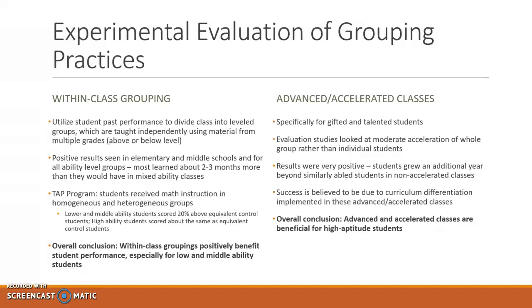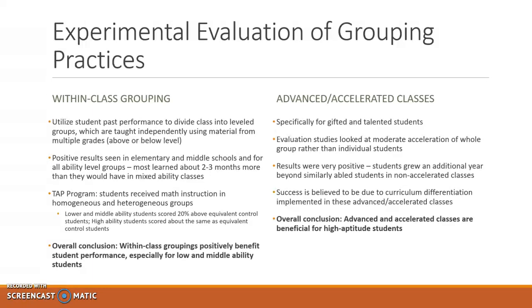Teachers utilize student past performance, such as test scores, to divide their class into leveled groups, which are then taught independently using material from multiple grades. Positive results were seen in elementary and middle schools and for all ability level groups. Most students learned about 2 to 3 months more than they would have in mixed ability classes. An example of within class grouping is the TAP program.